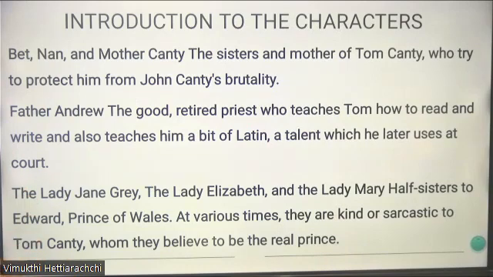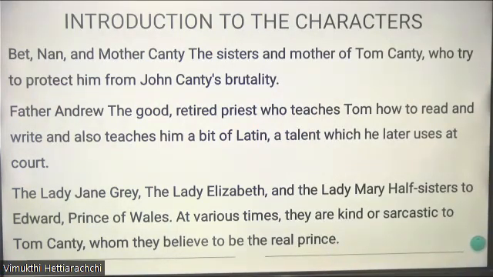Father Andrew's character is very much important. Father Andrew is the person who provides education to Tom Candy. Father Andrew, the good retired priest who teaches Tom how to read and write, and also teaches him a bit of Latin, a talent which he later uses at court, right? So he was actually taught Latin as well.